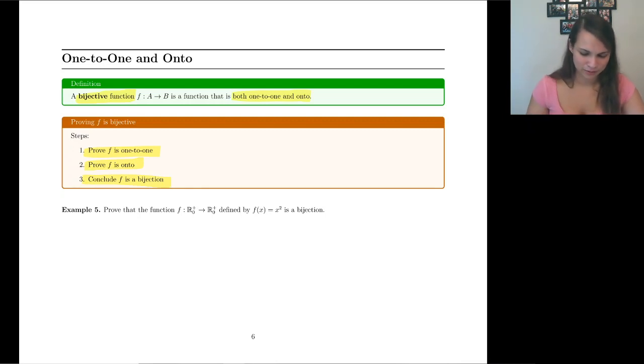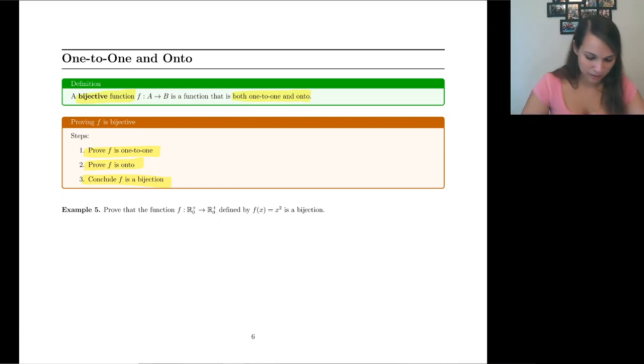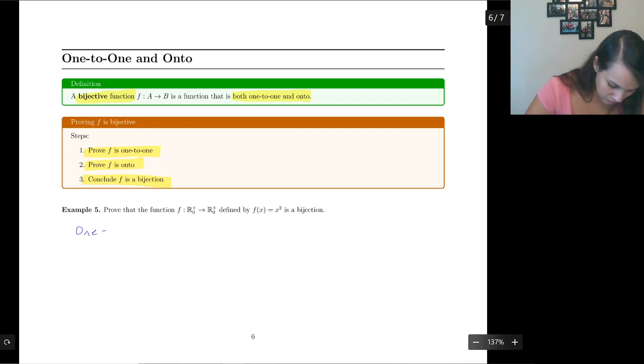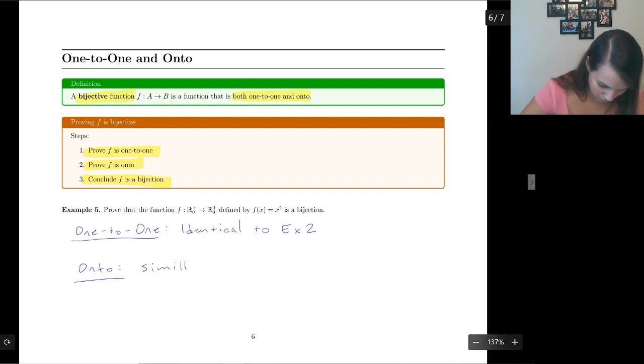Three easy steps, right? So let's prove that if we restrict both the domain and range to the positive numbers, including 0, that we have a bijection for x squared. So one-to-one. Honestly, this is identical to example 2. And then onto is going to be very similar to example 4.